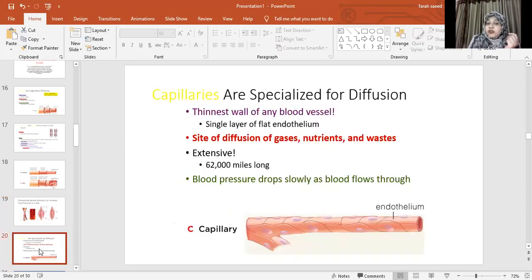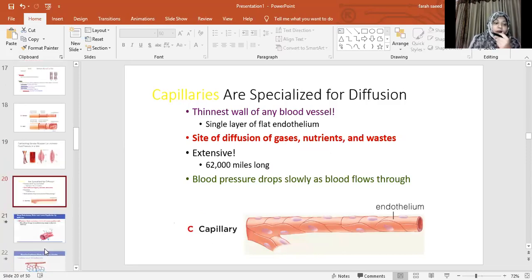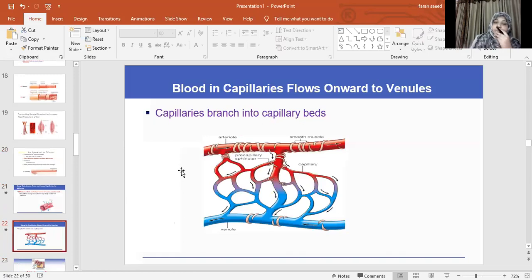The third type of blood vessel is the capillaries. Basically, before starting this one, I want to show you this diagram. Look at this one. The red portion is arteries, then the capillaries, then the venules. Basically, arteries divide into branches. These are known as arterioles, and arterioles are further divided into tiny, very narrow blood vessels. These are capillaries.